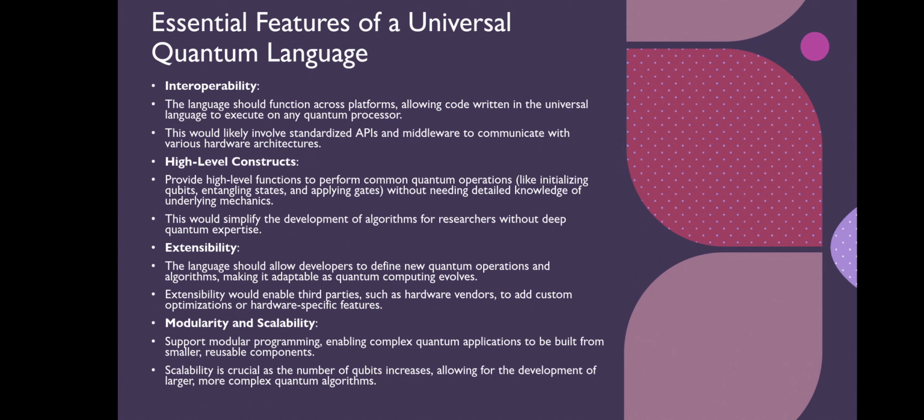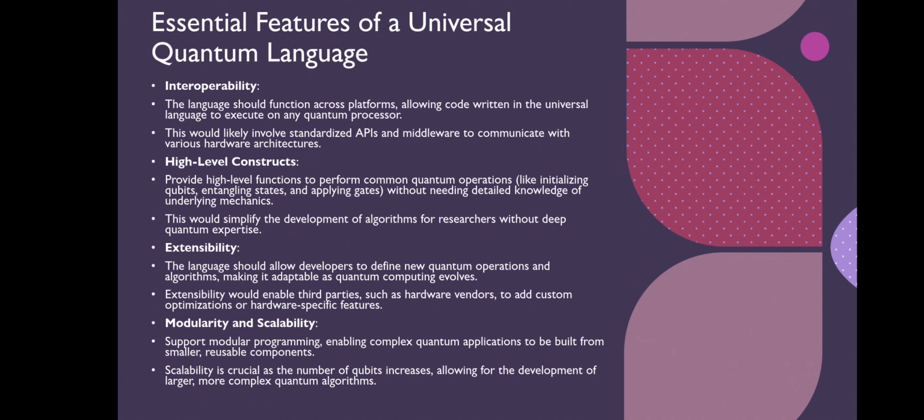Okay. Now, what are the essential features of a universal quantum language? There are a few: interoperability, high-level constructs, extensibility, modularity, and scalability. Now let us look at each. Interoperability. The language should function across platforms, allowing code written in the universal language to execute on any quantum processor. This will likely involve standardized APIs and middleware to communicate with various hardware architectures.